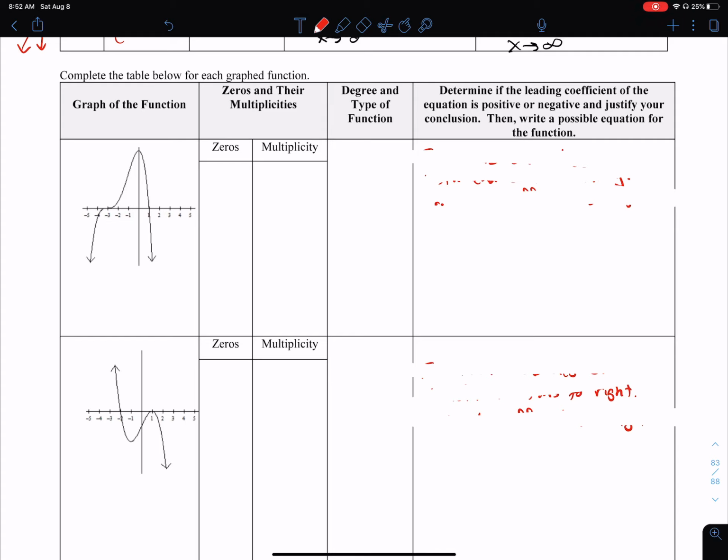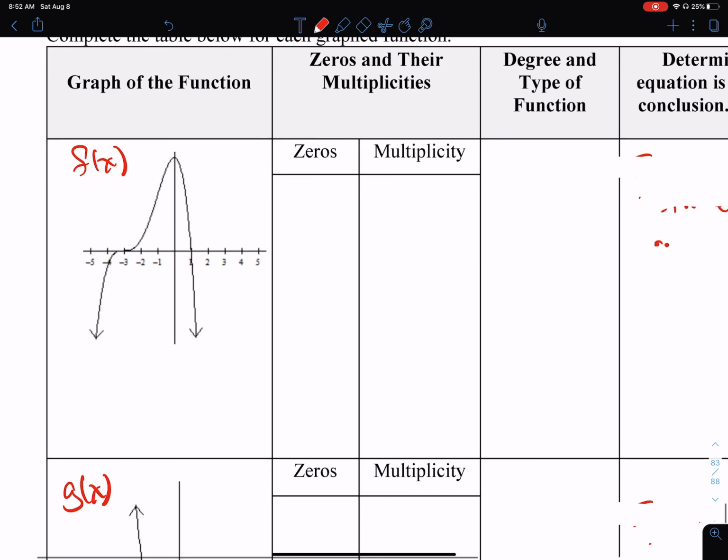Complete the table below for each graphed function. So we have a function. It's not named, unfortunately. Let's just say this is function f for giggles here, and let's say this is function g. So what are the zeros and their multiplicities? Now, we've studied this a lot in this chapter. Hopefully you can clearly see this is a zero at -3, and this is a zero here at 1. What's the multiplicity at -3? Well, at -3, it's crossing the x-axis, so it's an odd multiplicity.